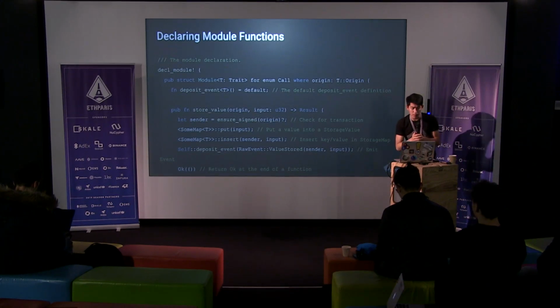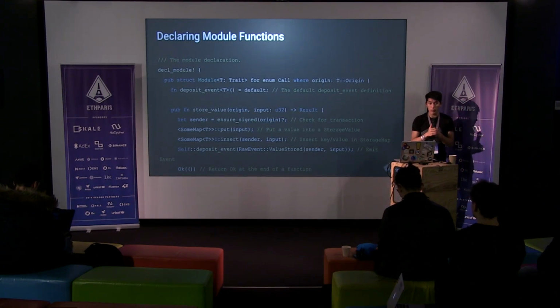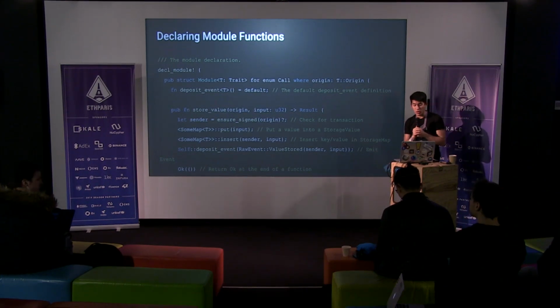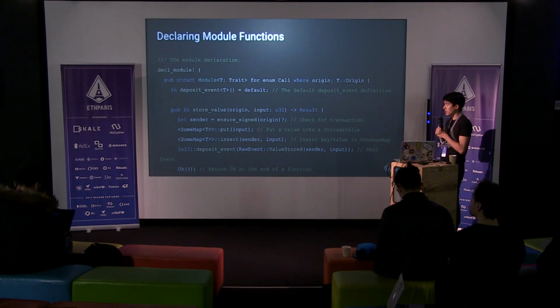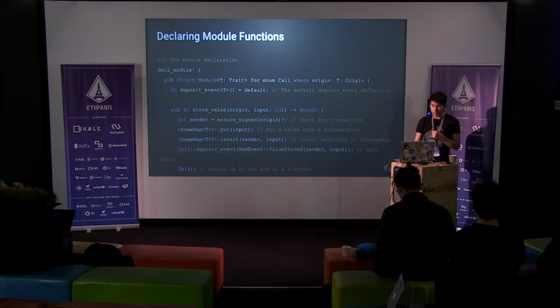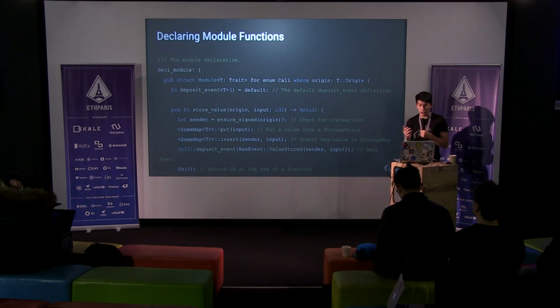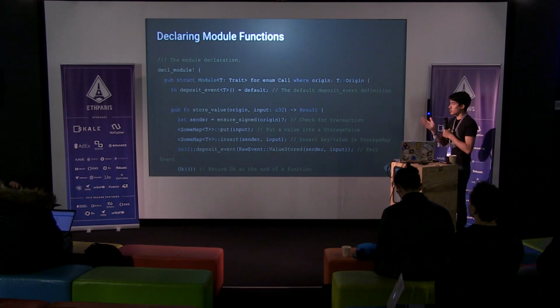And then finally, we have the module functions. And this is really the core piece of your module. This is where we define all the public functions that users can call, and that could be used to expose functionality from your runtime. You can see here that we've used the value stored event, and the storage item, both the value and the map. And basically, we create a simple function that says, like, store some value.